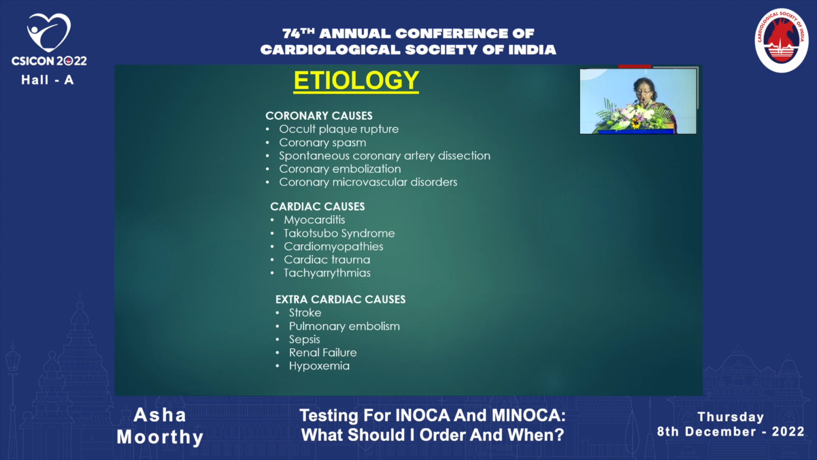The etiological causes are the coronary causes, cardiac causes, and extracardiac causes. You have coronary causes like occult plaque rupture, coronary spasm, spontaneous coronary dissection, embolization, and in cardiac causes you have myocarditis, Takotsubo syndrome, cardiomyopathies, cardiac trauma, tachyarrhythmias, and in extracardiac causes you have pulmonary embolism.